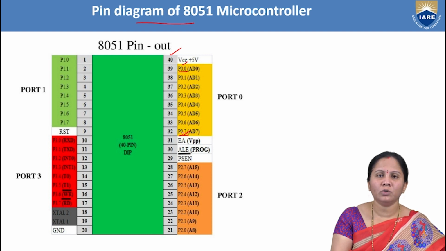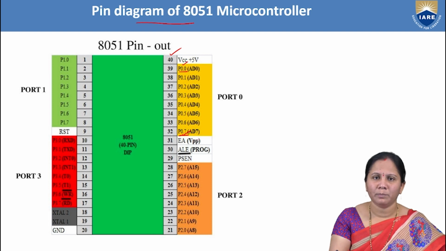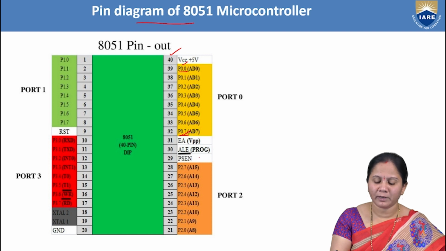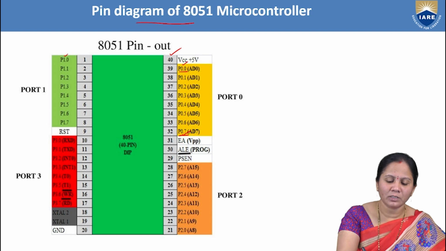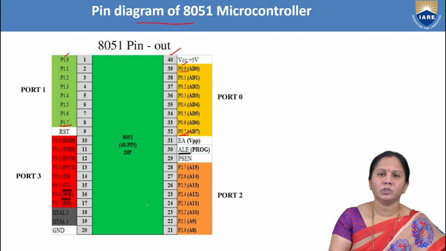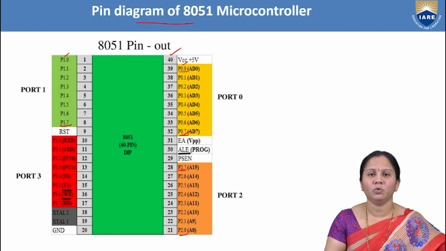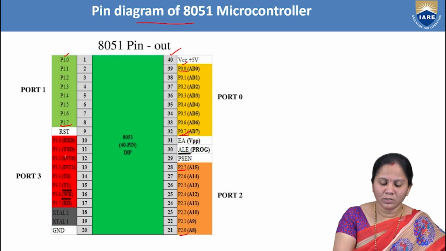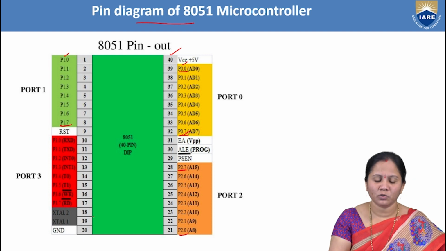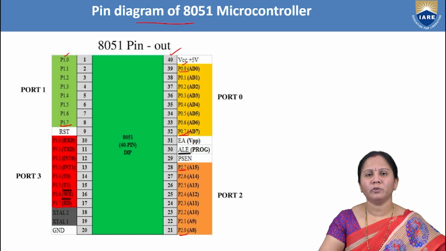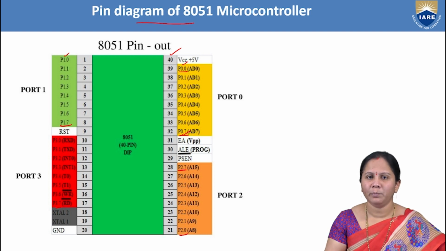So this P0 stands for port 0, and after the point it indicates the port pin number. These are the 8 pins related to port 0. And these are the 8 pins related to port 1. And here are the pins related to port 2, P2.0 to P2.7. And these are the pins related to port 3, that is P3.0 to P3.7. So totally 4 ports are there, and each port size is 8 bit.